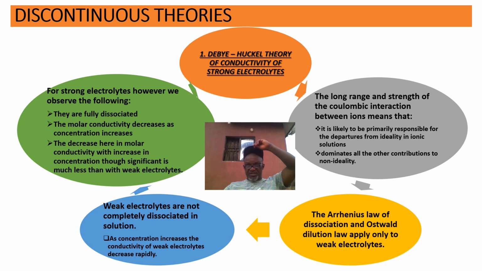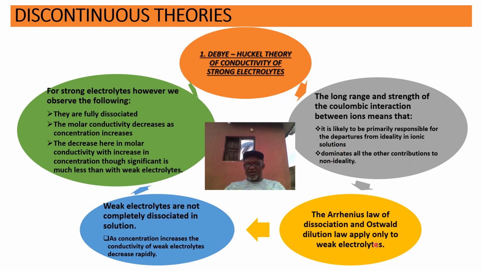Now, we have looked at continuous theories. Let's look at this continuous theory, and one of them is the Debye-Huckel theory of conductivity. The long range and strength of the Coulombic interaction between ions means that it is likely to be primarily responsible for the departures from ideality in ionic solutions, and it dominates all the other contributions to non-ideality.